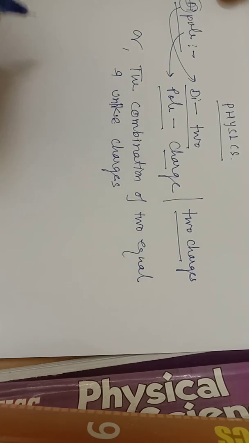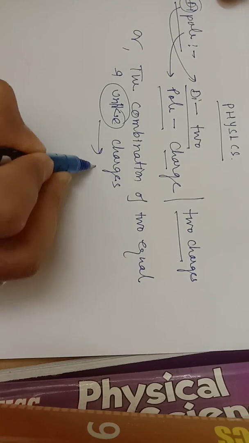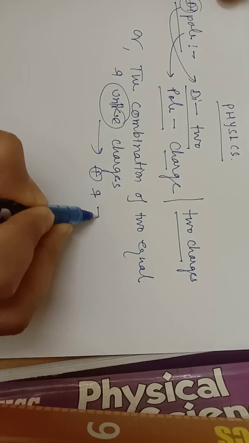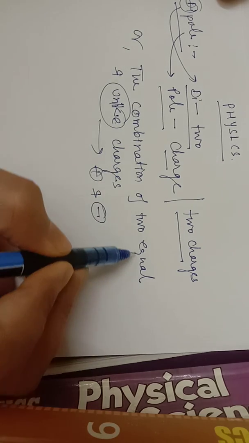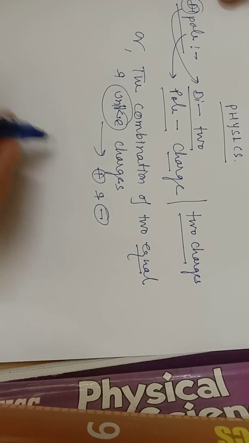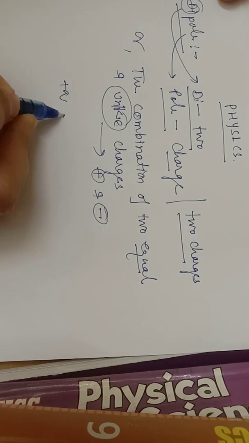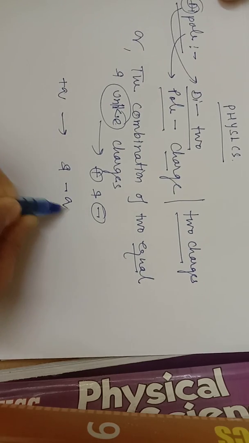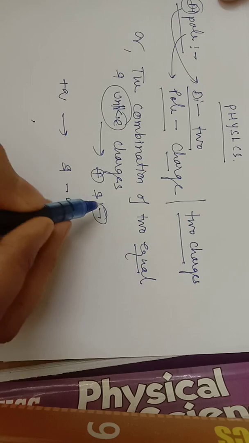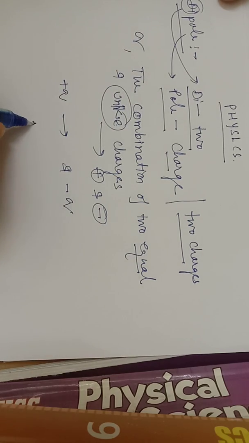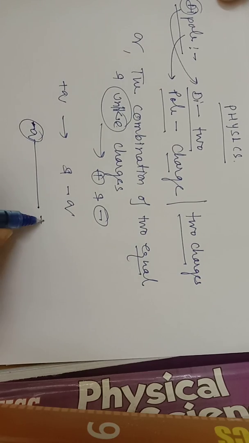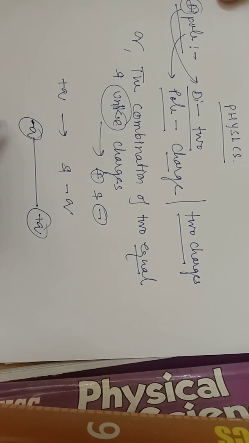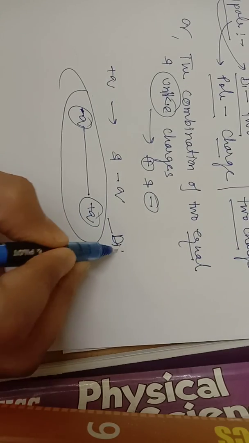What is the meaning of unlike? Unlike means one is positive and the other one is negative, and the magnitude should be equal. So one charge is plus q and the other is minus q, and if these two charges are kept at some distance, that is minus q is placed here and plus q is placed here, then this combination is called the dipole.